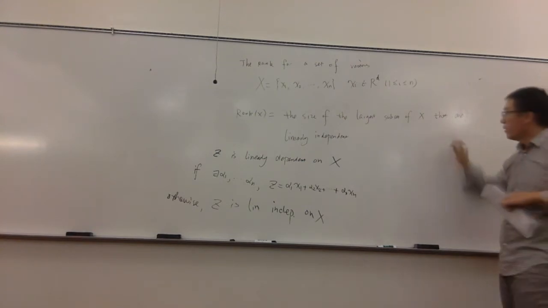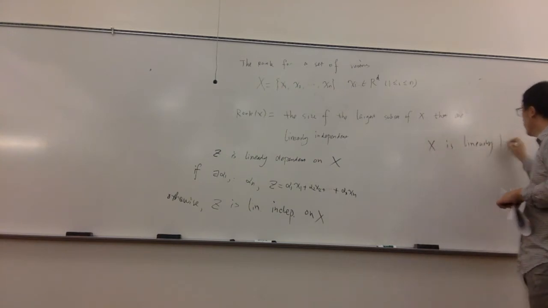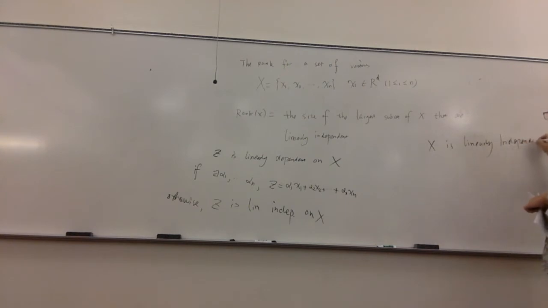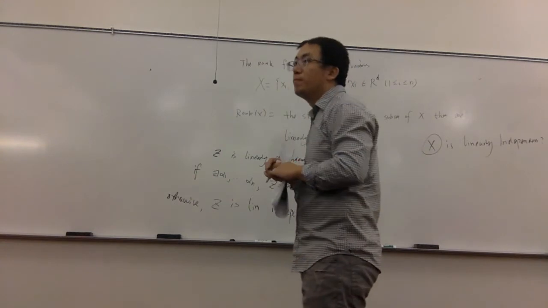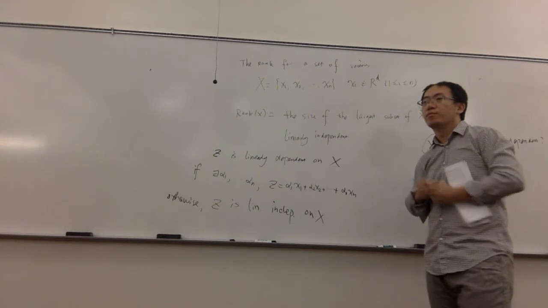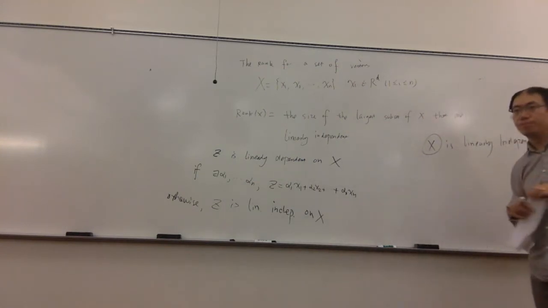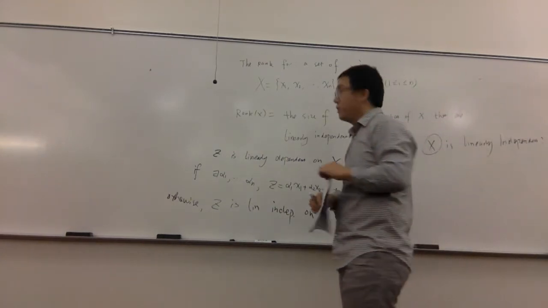So what does it mean to say that X is linearly independent? What does it mean for a set of vectors to be linearly independent? Anyone recall? So x1 is independent if it can't be expressed as a linear combination of the other vectors in the set. Only x1? Or xi. Yes, you're right.